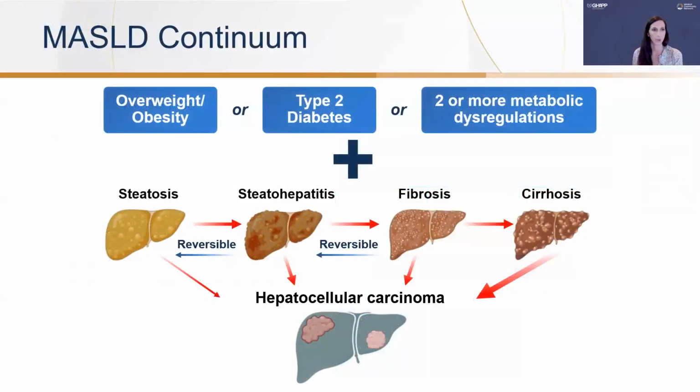So this is a great slide showing the MASLD continuum of showing bland steatosis or MASLD, which can progress to steatohepatitis, which is steatosis with inflammation, with ballooning, which can later develop into fibrosis, later cirrhosis, which can increase your risk for hepatocellular carcinoma. So being overweight or having obesity, type 2 diabetes, or 2 or more metabolic dysregulations can allow this pathway to happen and to allow the progression of fibrosis.